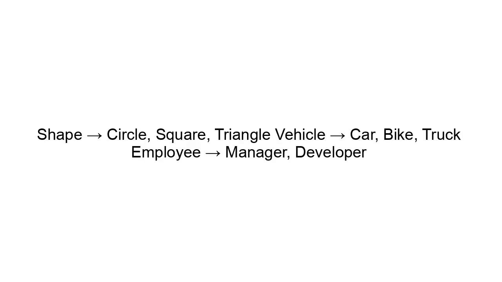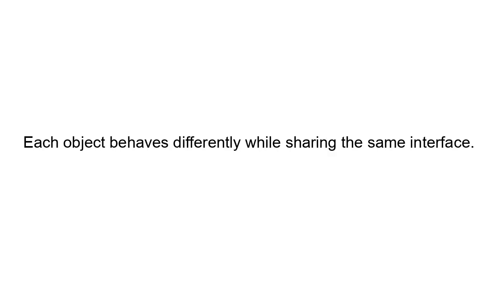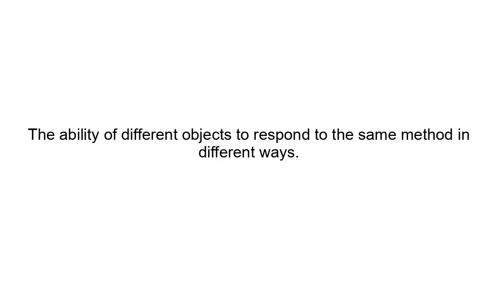Example classes: Shape means circle, square, triangle. Vehicle means car, bike, truck. Employee means manager, developer. Each object behaves differently while sharing the same interface. Simple definition: polymorphism, the ability of different objects to respond to the same method in different ways.